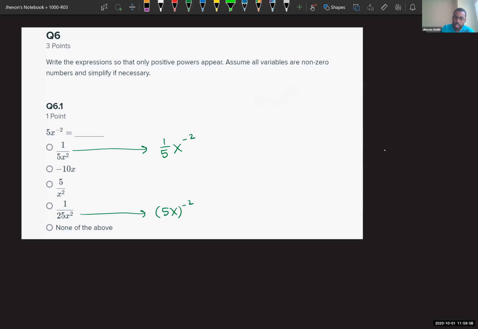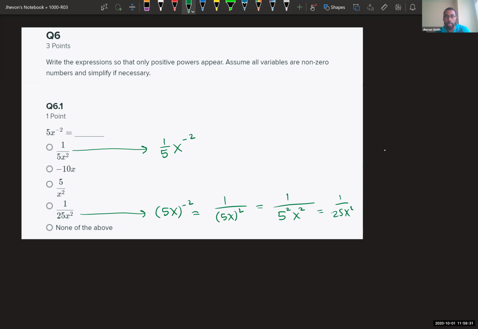Because of the parentheses, the entire thing gets moved down. This is going to be 1 over 5x squared because the negative power applies to both. And then by our distribution rule, the square gets distributed to the 5 and the x, and so I would end up with 25x squared.